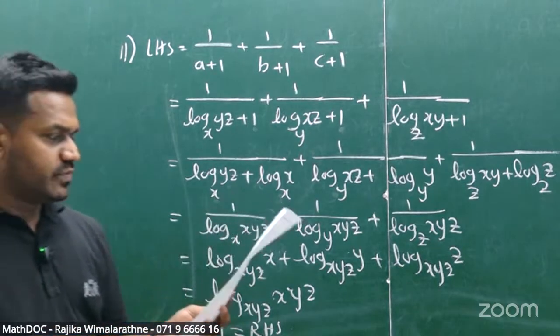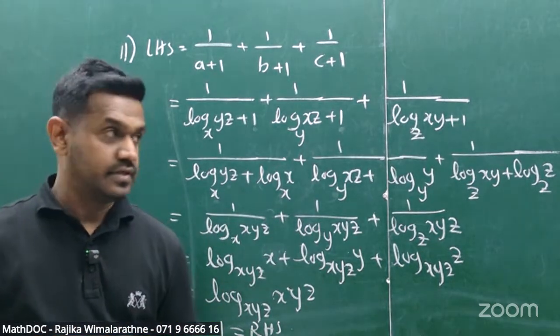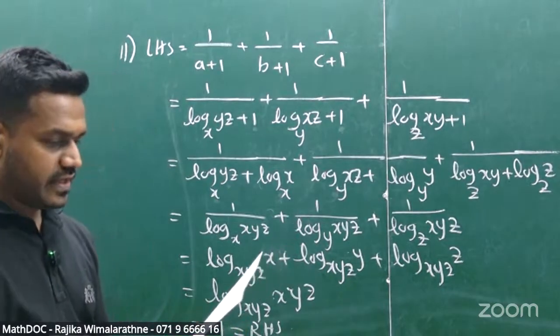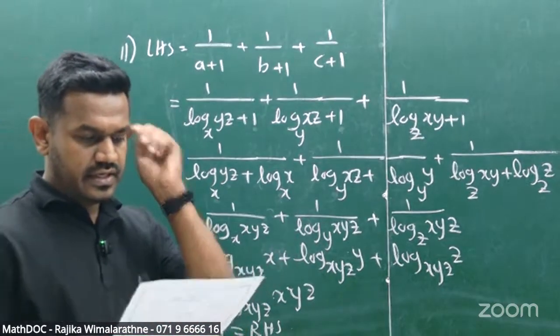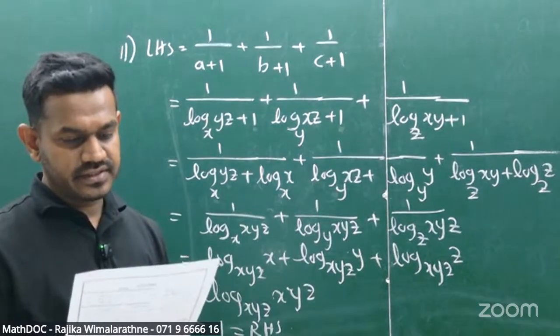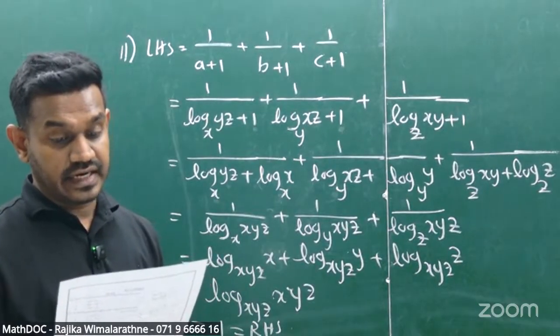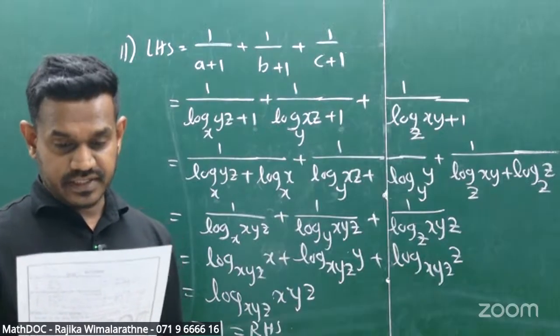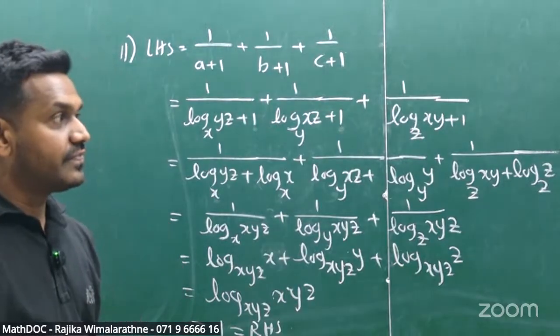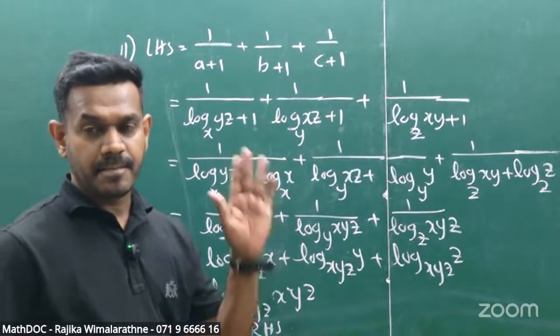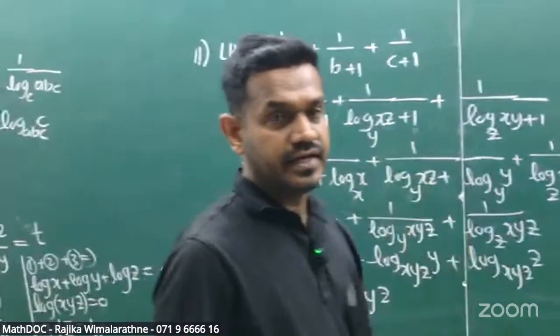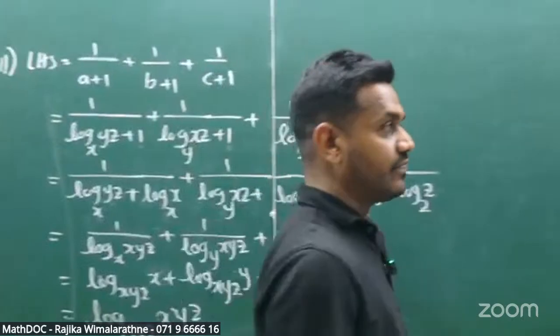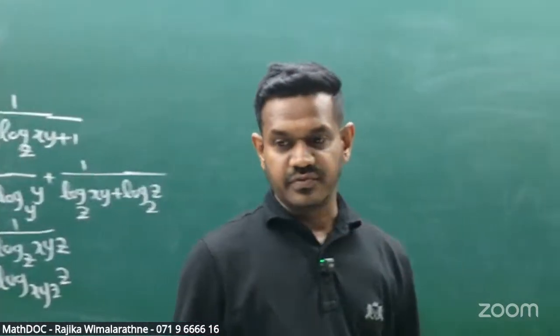Now let's move to question number 4. If a square plus b square equals 7ab, we have to show one relation, that is 2 log of (a plus b) over 3 equals log a plus log b. See? If you have any doubt, just let me know.